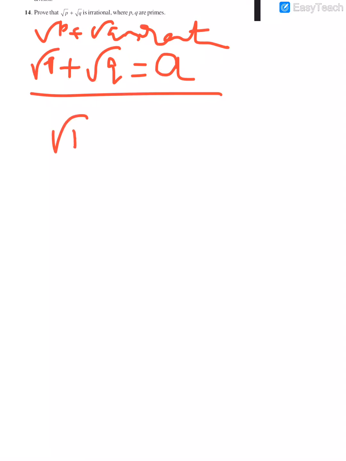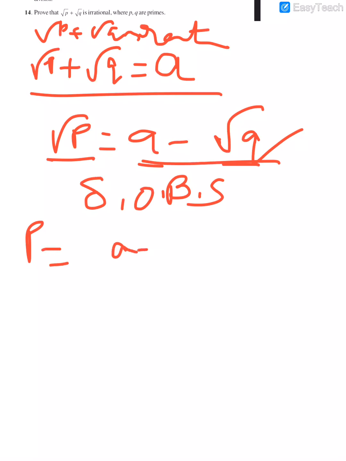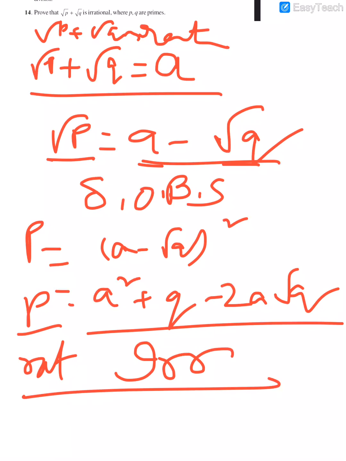Now send root q to the other side. Root p is equal to a minus root q. Now squaring on both sides, what happens? This becomes p, this is a minus b whole square. So that is a square plus b square minus 2ab. On right hand side it is irrational number, left hand side it is a rational number. Contradiction because we have assumed wrong, so root p plus root q is irrational. So this is how you will solve the exemplar exercise number 3, and you have 1 day time. Complete the notebook and submit by tomorrow.